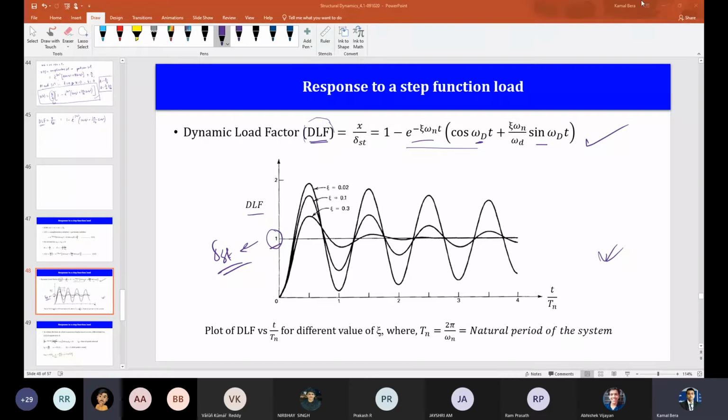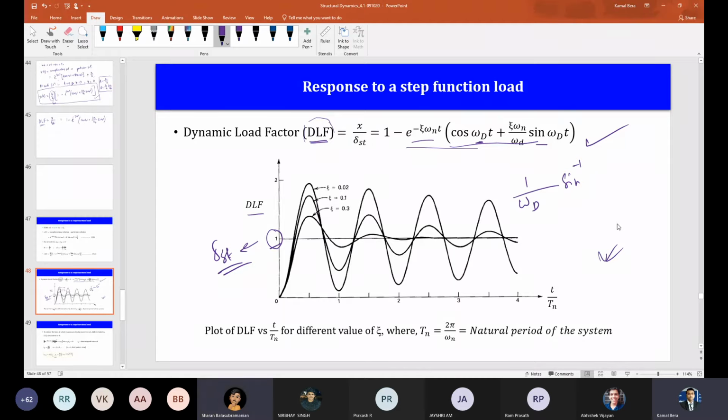Sir, 1 by omega d into sine inverse of minus zeta omega n by omega d square. One by omega d into sine inverse of... How is the sine inverse coming? Differentiating, sine inverse is coming?